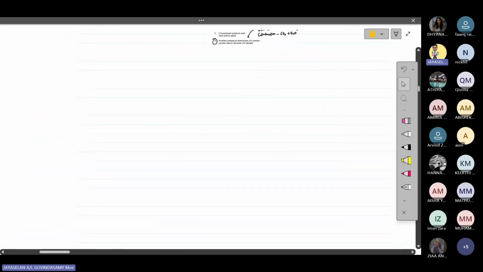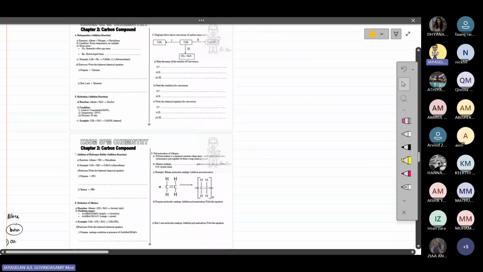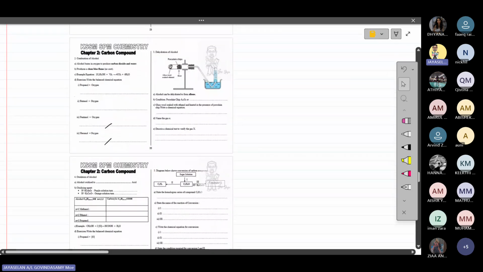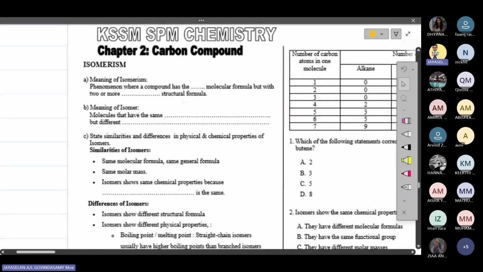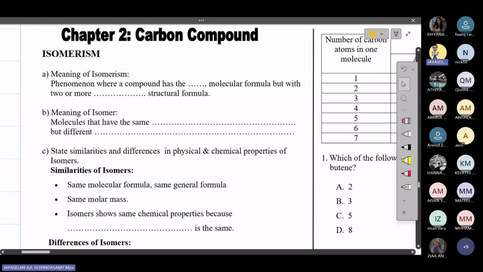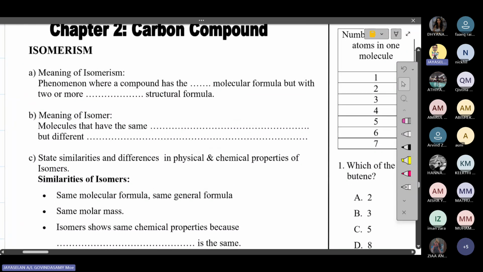Okay, so now we go for today's lesson. Today's lesson, isomerism. Isomerism is very easy if you remember the format. Before we go for isomerism, I want you all to memorize the meaning. There are 2 types of meaning. The meaning of isomerism is a little different, and the meaning of isomer is a little different. This definition has never come out before, so please memorize.